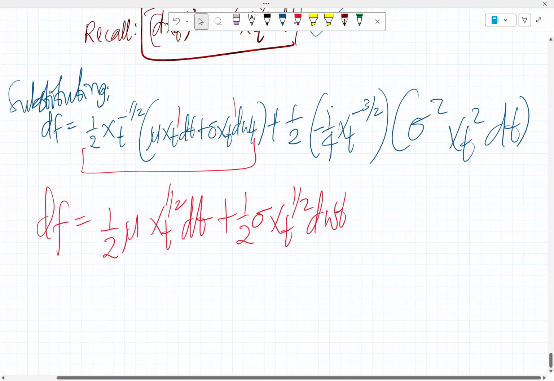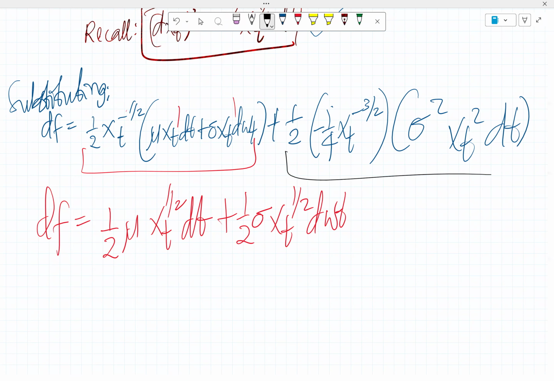So for the second part, we then have this to be half times minus 1 over 4. That's minus 1 over 8. This is xt raised power minus 3 over 2, times xt raised power 2. So minus half plus 2, that's half, right? So that's going to be xt raised power half and then dt. So with this now, we have our final answer.